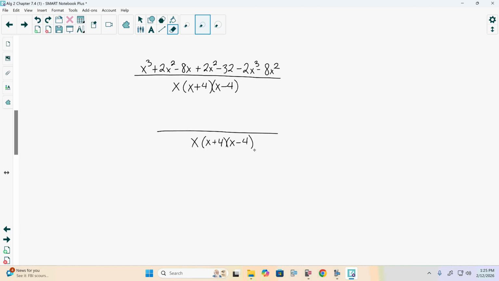Combine like terms. X cubed minus 2x cubed is going to be negative x cubed. So that takes care of our cubics. Now we have 2x squared plus 2x squared minus 8x squared. Well, 2 plus 2 is 4, minus 8 gives us negative 4x squared. Negative 8x, negative 8x minus 32.